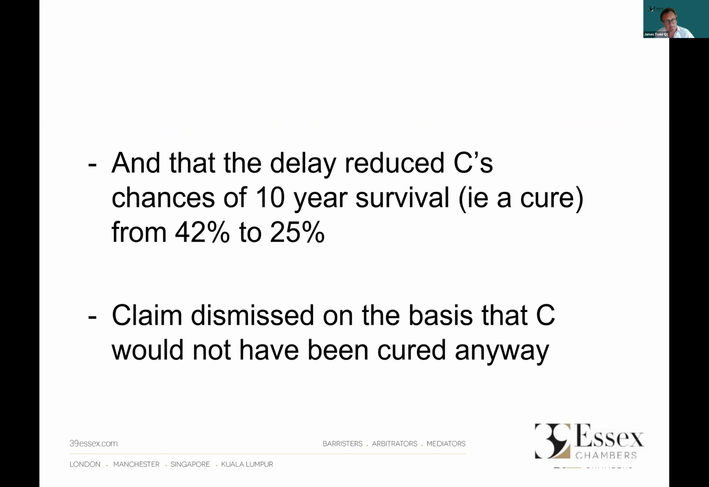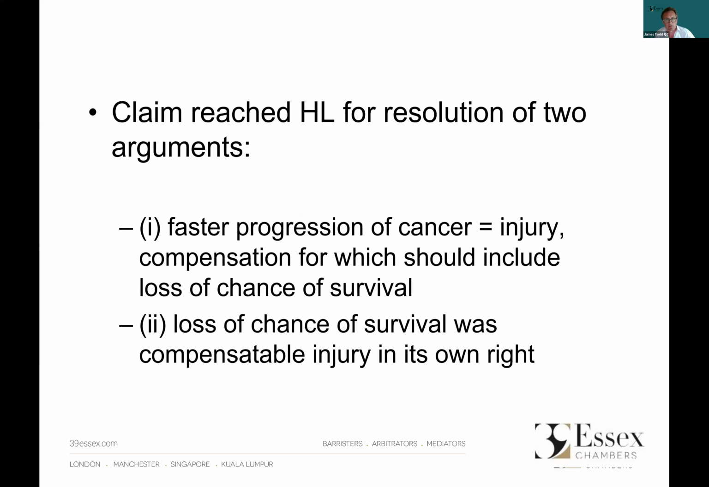But the judge dismissed the claim on the basis that the claimant would not have been cured anyway. In other words, 42% is not more probable than not that he would have been cured, so the claim fails. And off we go again to the House of Lords for resolution of two arguments. Now, in the House of Lords, the claimant put forward two alternative arguments, first of which was rather clever. Instead of saying that the injury was a loss of chance of survival, the claimant said, no, the injury was the faster progression of the cancer, which, as we saw in the facts earlier, did take place.